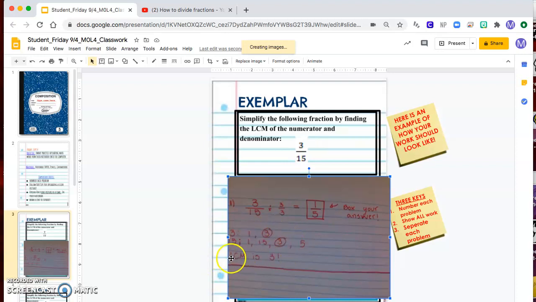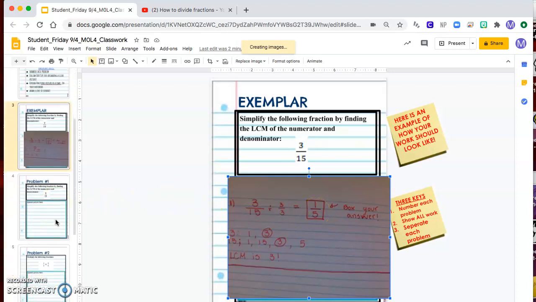And on the bottom I put LCM, which is least common multiple, is 3, which means I divide now 3 and 15 by the least common multiple, which is 3. 3 divided by 3 gives me 1. 15 divided by 3 gives me 5. And then I boxed my answer, so when I simplified it, it is 1/5. 3/15 is equivalent to 1/5, okay?